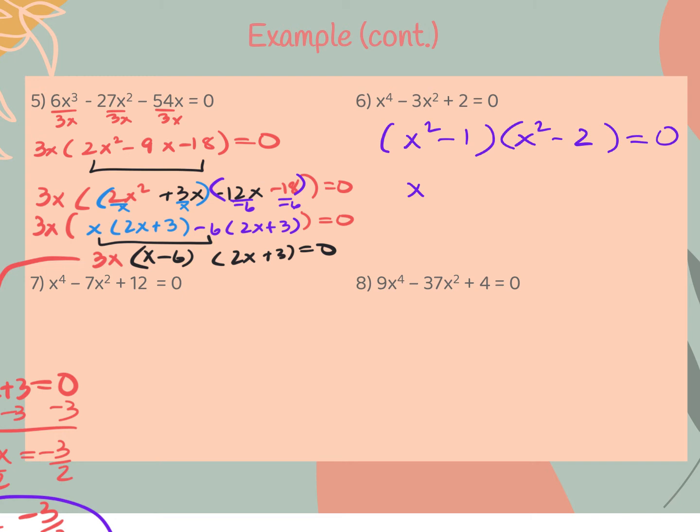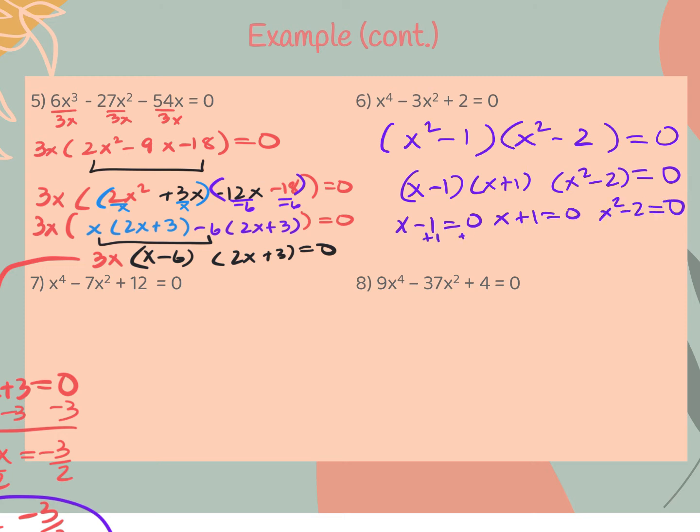Actually, I can keep going on this one. Let me factor this one first. X minus 1, x plus 1. This one can't be factored any further. So now set each of your factors equal to 0. You could have also done the square root method on that first one, on that difference of two squares.